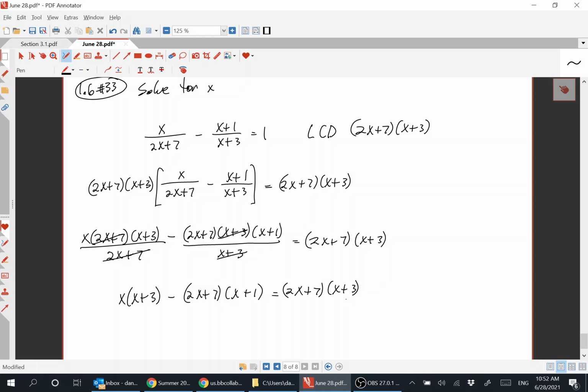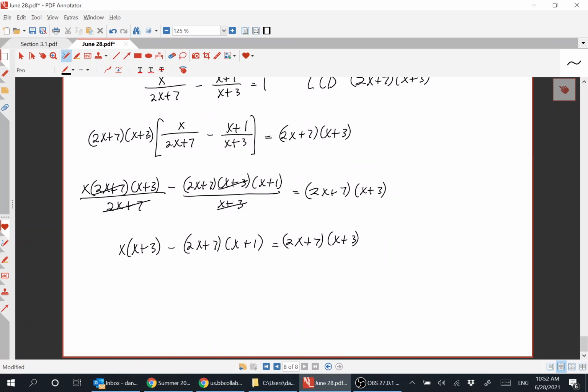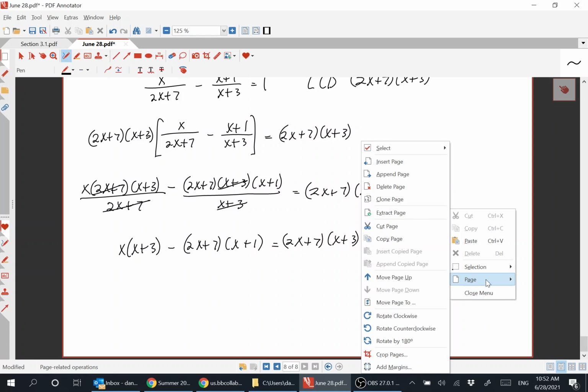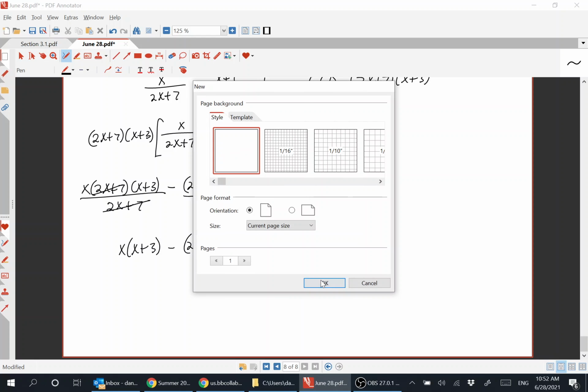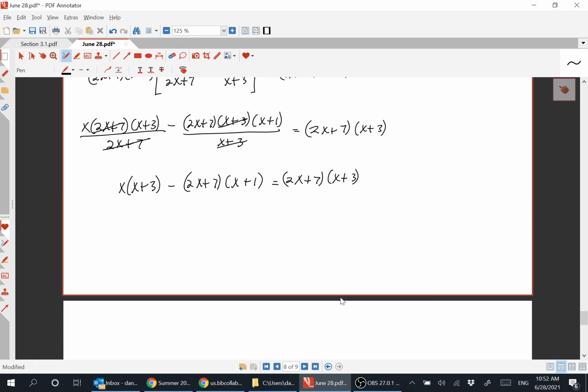All right, so what will be left here is just a polynomial equation, in this case a quadratic equation. So you need to set it equal to 0. This one's got a little bit of work involved because we've got to do a lot of multiplication here, but I'll just do it quickly.